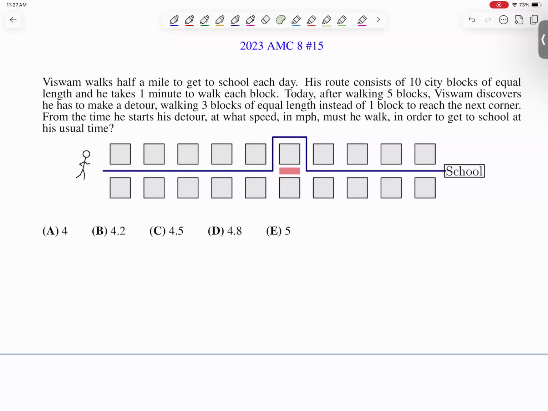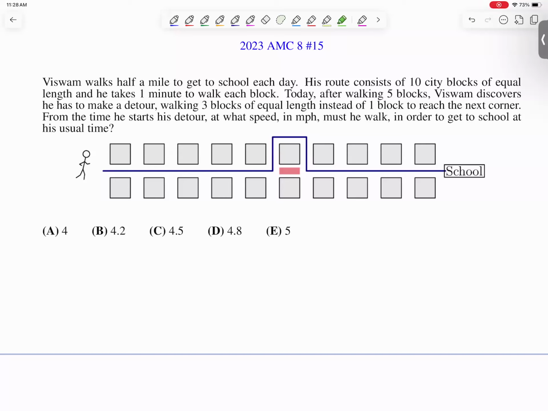Wisdom walks half a mile to get to school each day. His route consists of 10 blocks of equal length and takes 1 minute to walk each block. Today, after walking 5 blocks, Wisdom discovers he has to make a detour, walking 3 blocks of equal length instead of 1 block to reach the next corner. From the time he starts his detour, at what speed in miles per hour must he walk in order to get to school at his usual time?